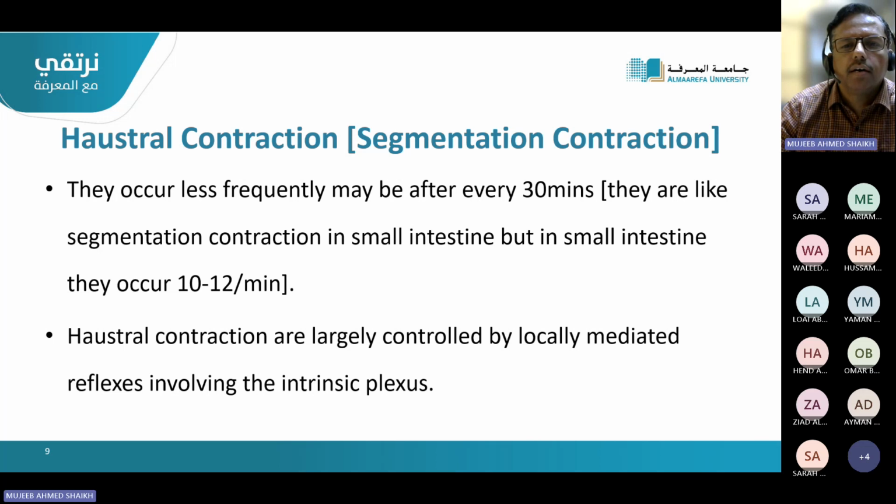So it will divide the large intestine into various segments. But these segments will not change very frequently. They will change after half an hour. So after half an hour, the picture will be like this. The position of the contraction will change, but it will be very slow.